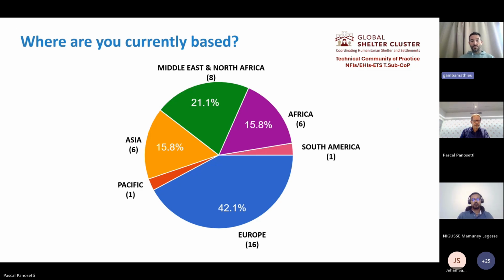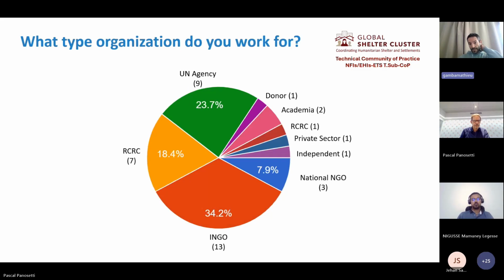A big majority was in Europe with 42%, followed by Middle East and North Africa, Africa and Asia. Just 1% from South America and 1% from the Pacific Islands responded. So it's a good umbrella, I would say, despite the fact that, obviously, people from Europe responded the most.